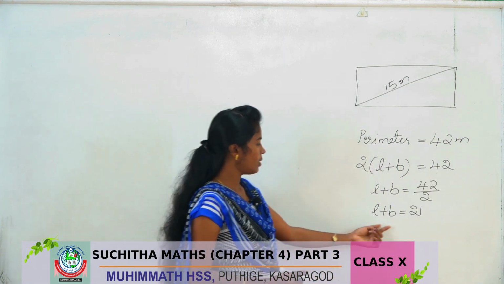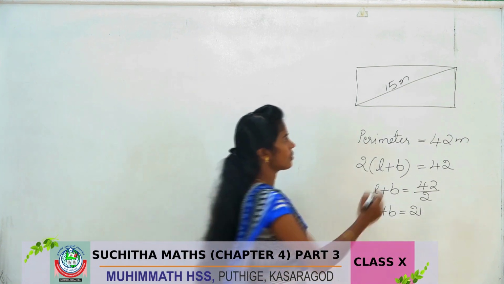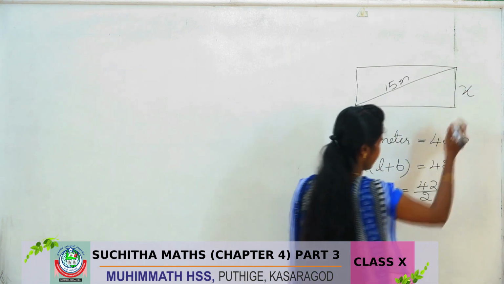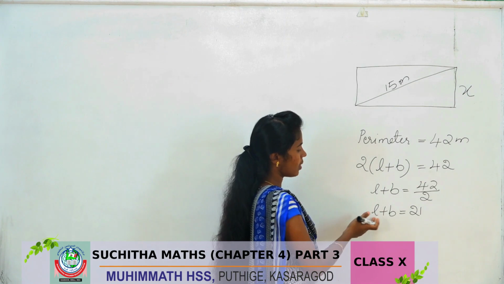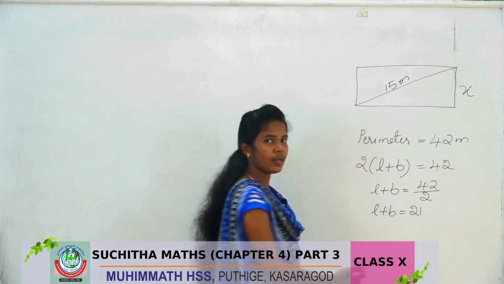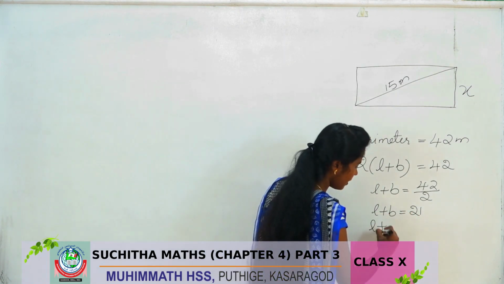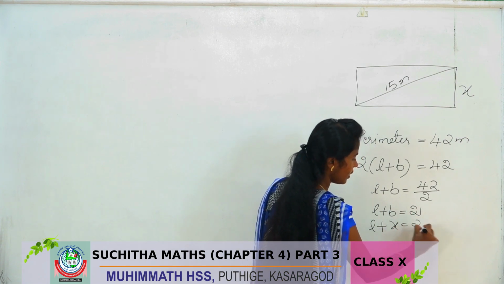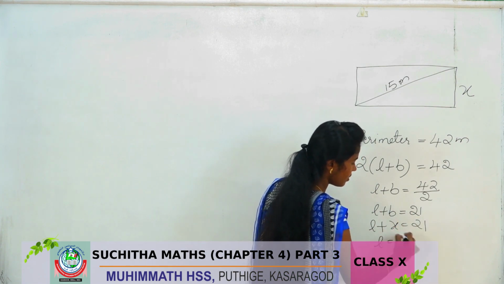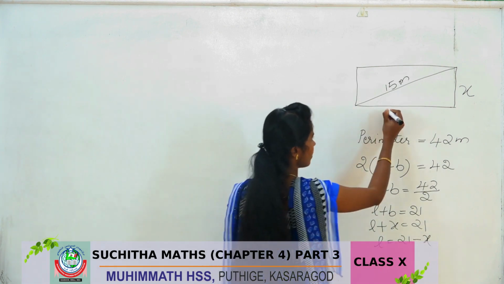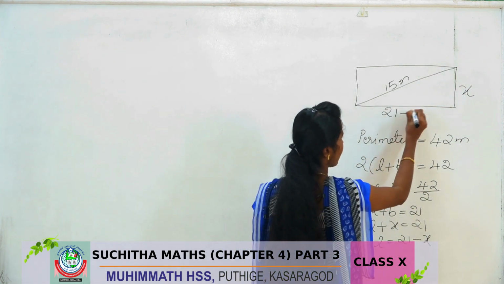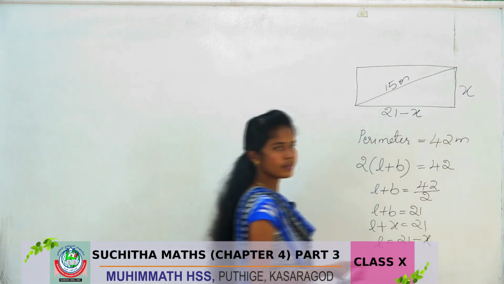Here you put the value of breadth as x. Breadth is x. Then what is length? We have the sum of length and breadth is 21. That is, length plus breadth, x, equal to 21. Therefore, length is 21 minus x. So, the length of the rectangle is 21 minus x.